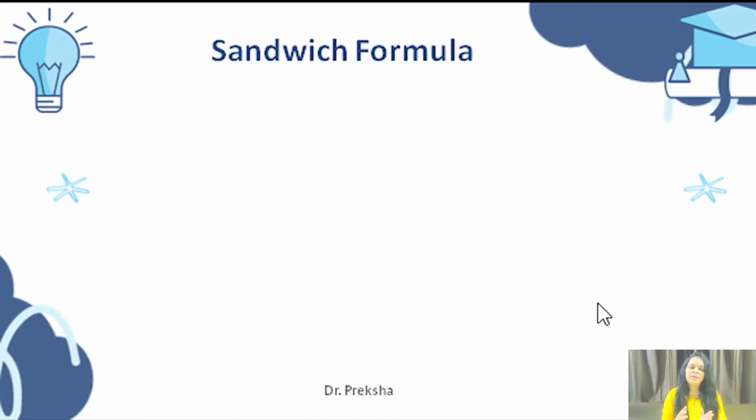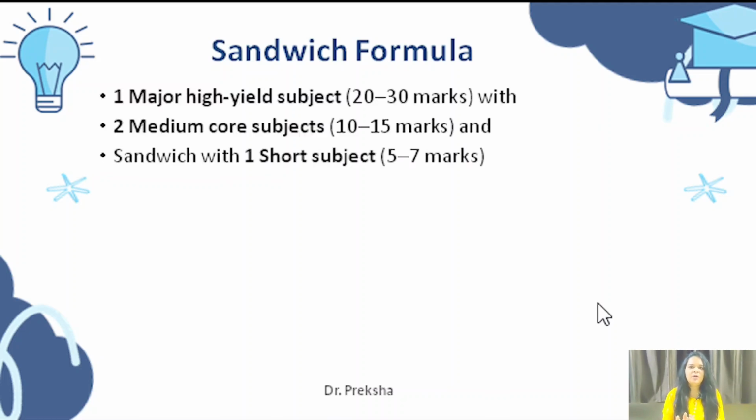For rapid revision in the last 30 days, you have to adopt the sandwich formula. Now let us discuss what the sandwich formula is. In the sandwich formula, you will first revise the major high yield subject, which will give you at least 20 to 30 marks, with the two medium core subjects which carry about 10 to 15 marks. And along with this, you can sandwich at least one short subject that will be your score booster, approximately 5 to 7 marks.